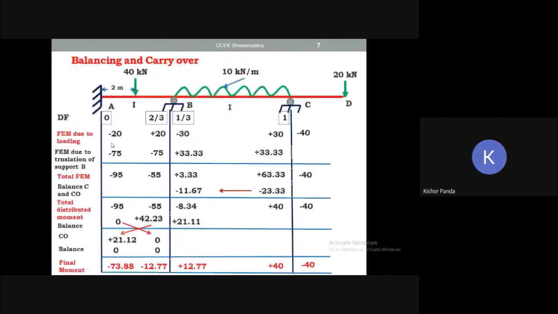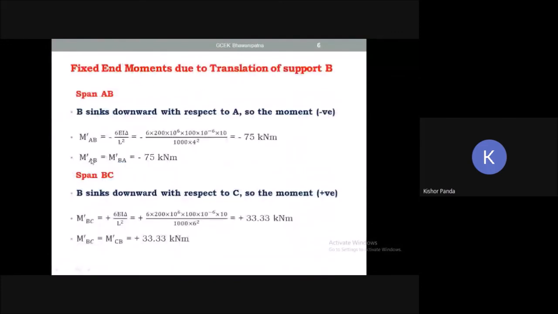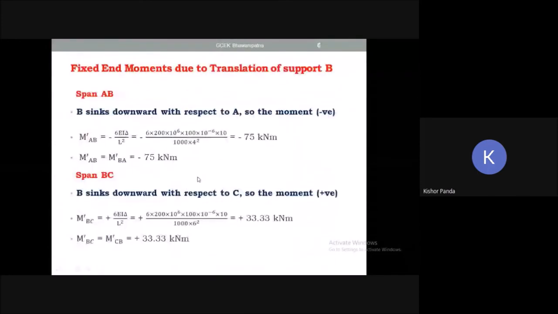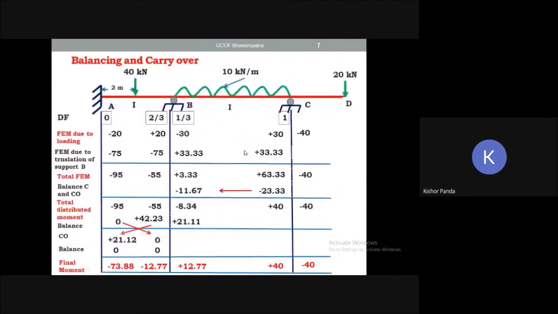Here you put M dash AB minus 75, M dash BA is also minus 75. Similarly, here put M dash BC and M dash CB. M dash BC you got here 33.33, and this is equal to M dash CB, 33.33.